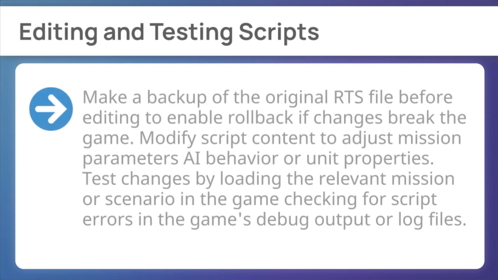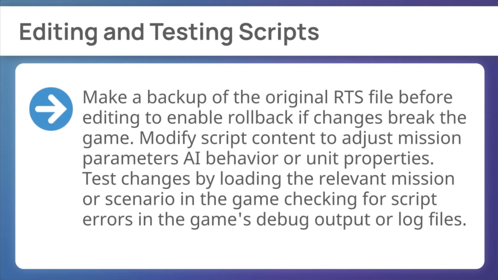Finally, editing and testing scripts. Make a backup of the original RTS file before editing to enable rollback if changes break the game. Modify script content to adjust mission parameters, AI behavior, or unit properties. Test changes by loading the relevant mission or scenario in the game, checking for script errors in the game's debug output or log files.